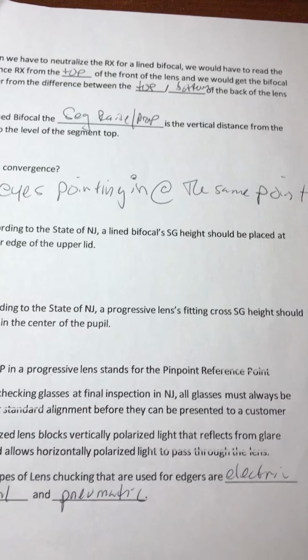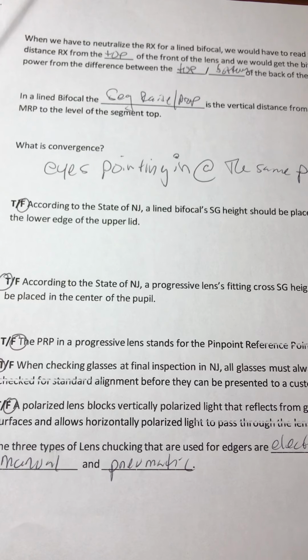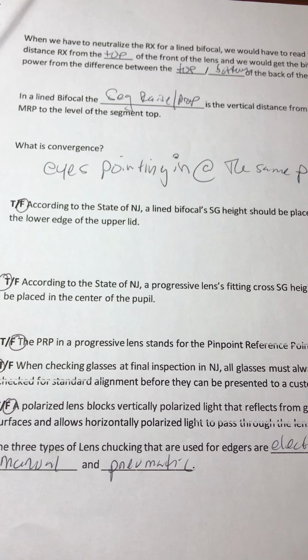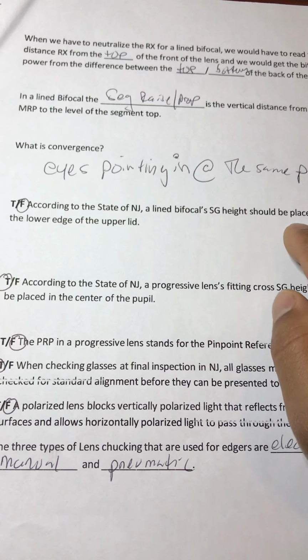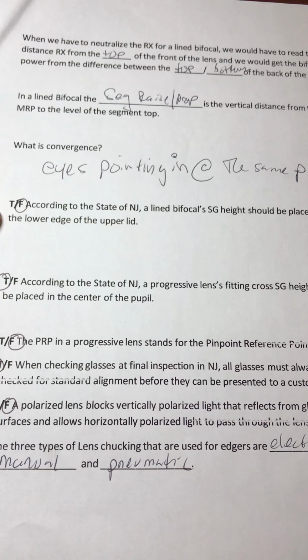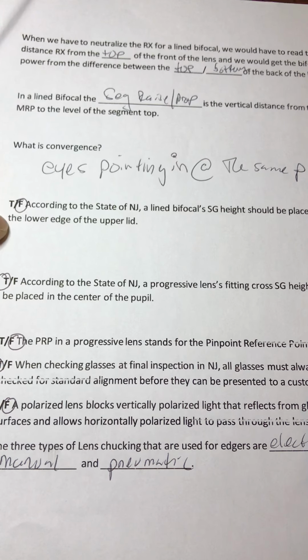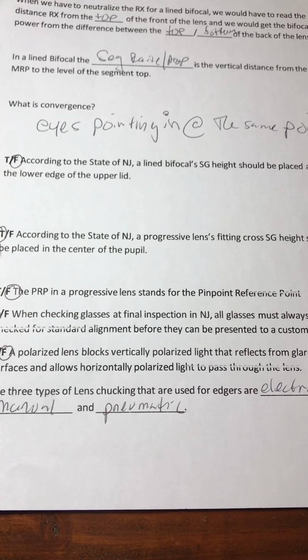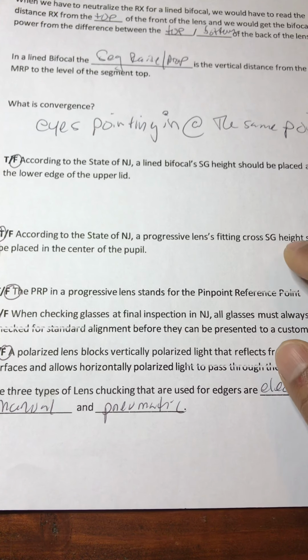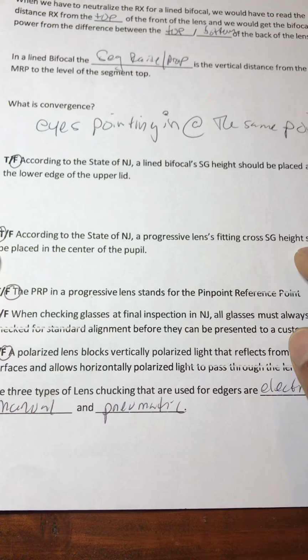Convergence, everybody got it. False on the next one. According to the state of New Jersey, a line bifocal seg height should be... Oh, this is another one I had meant to take out. It was a duplicate, but this is false. This next one, according to the state of New Jersey, progressive lens fitting cross seg height should be placed at the center pupil. That's true.